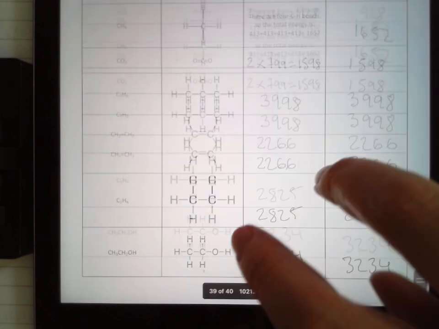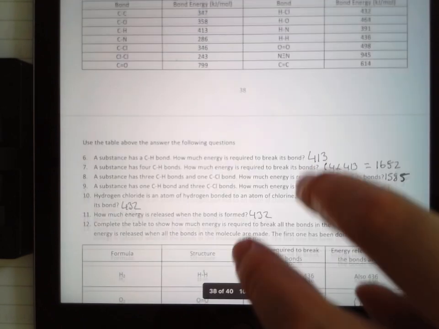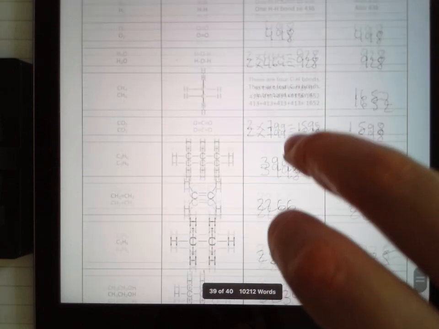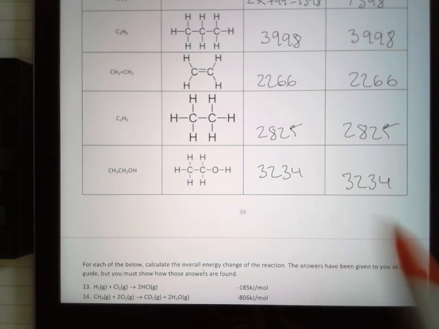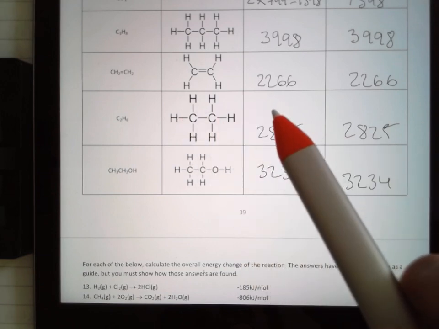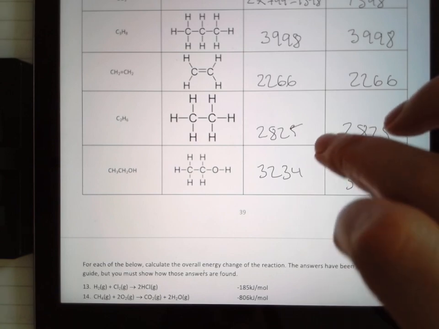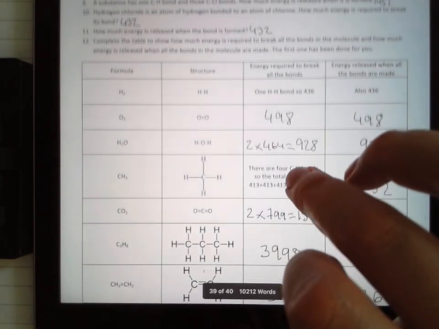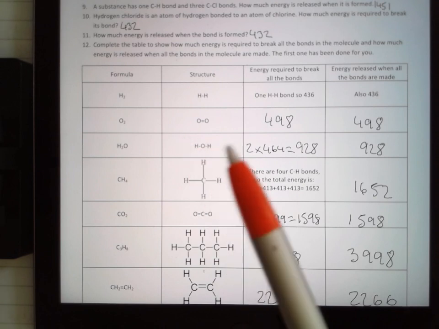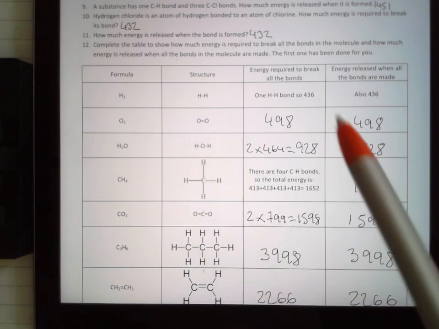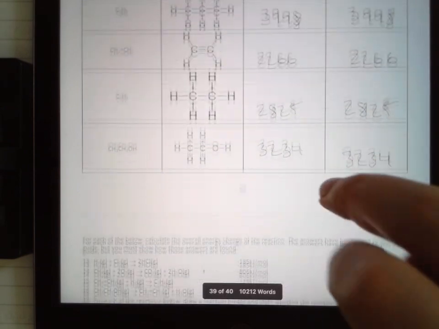But you're just using the values from above, counting the number of bonds that you've got, and working out the energy required to break those bonds. The energy to make those bonds will be exactly the same. So in this table, I'm just looking at individual molecules. How much energy would it require to break that molecule apart? How much energy would it require to put that molecule back together?